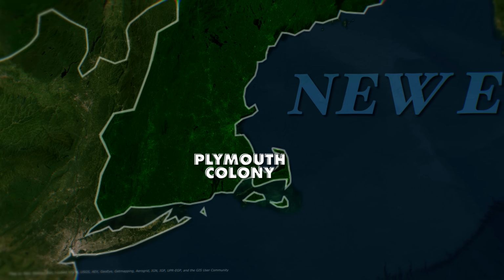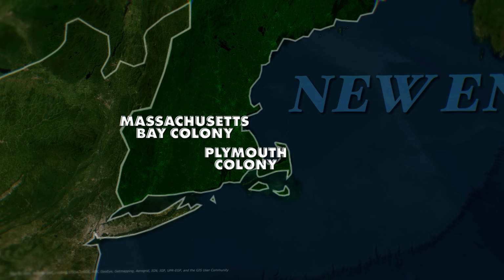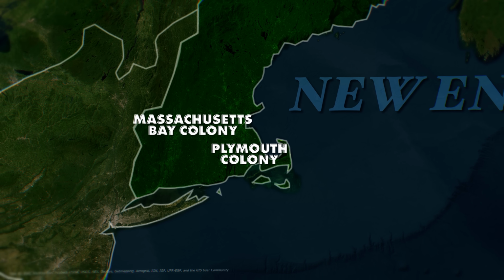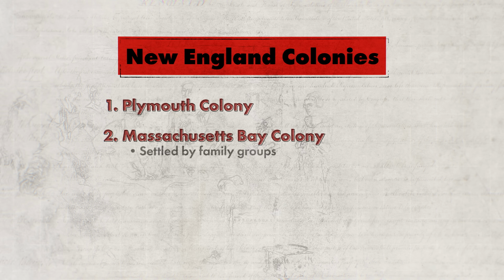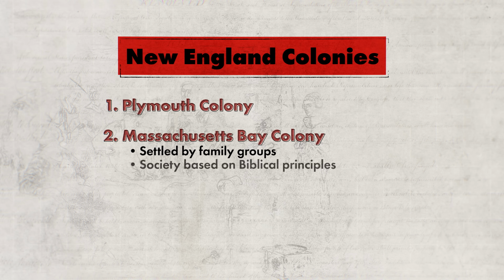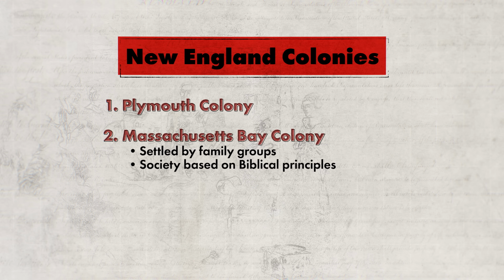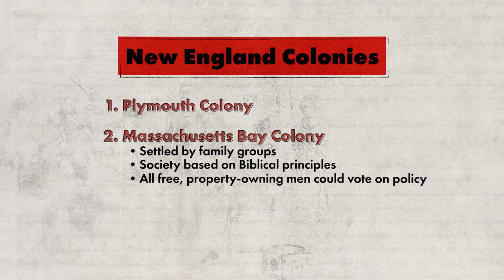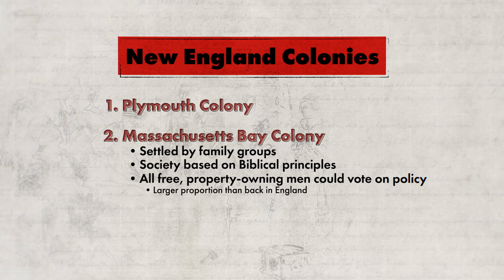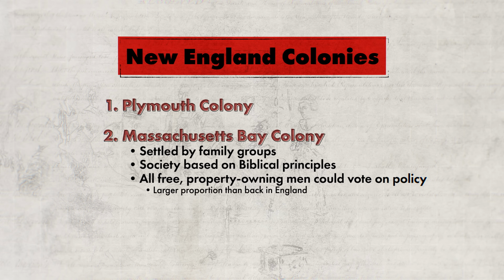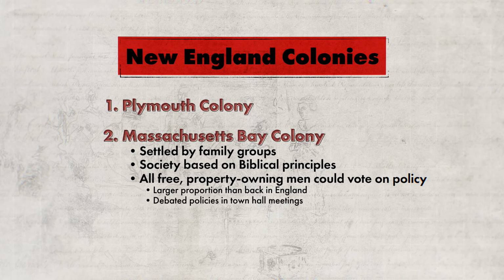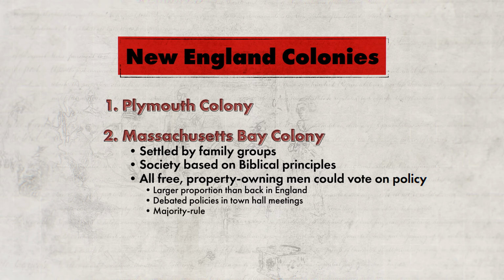Anyway, fast forward 10 years and something like 1,000 Puritans left England and established the Massachusetts Bay Colony, and it was very similar to Plymouth in that families settled there to create a society based on biblical principles. In this colony, all freemen who owned property could vote on policy matters, a far larger proportion of eligible voters than existed in England. They debated their policies in town hall meetings, and the will of the majority carried the day. However, to be clear, only strict Puritans were considered freemen, so it smelled like democracy, but the boundaries for exclusion were pretty clear.